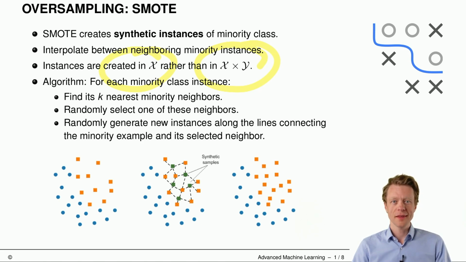The basic algorithm is as follows, and I will explain the details on the next slides a little bit more. First, we have to find the k nearest minority neighbors. Okay, so this is about upsampling the minority class. So we are creating new instances of the minority class. So first, we find the k nearest minority neighbors of a specific example of the minority class. Then we randomly select one of these neighbors, and then we generate new instances along the lines connecting the original minority example and its selected neighbor.